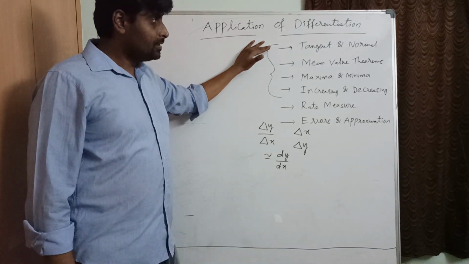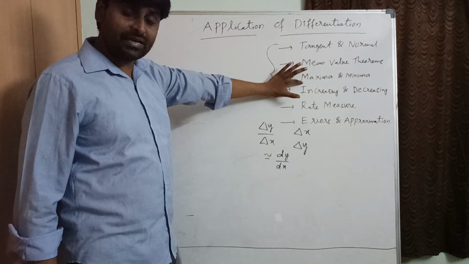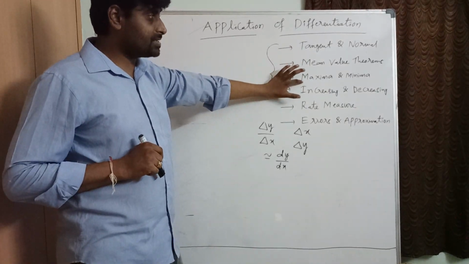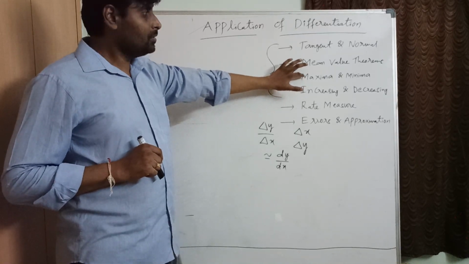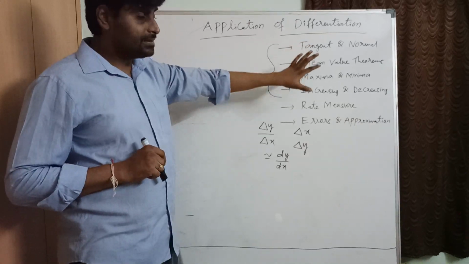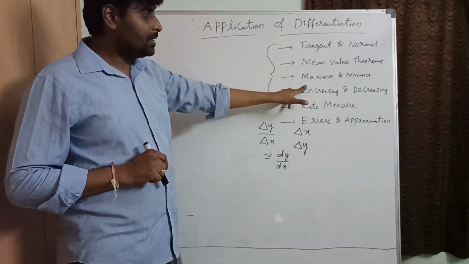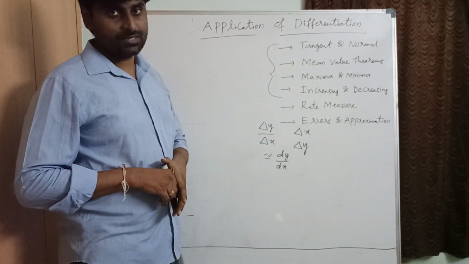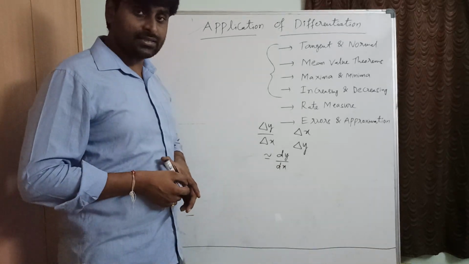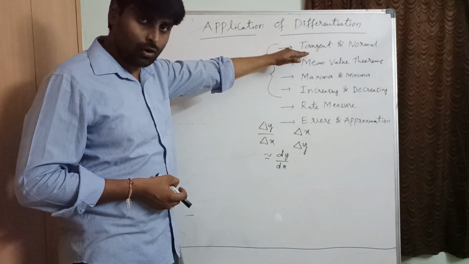Wherein the first three topics are very important, as we can expect one problem each from these three topics every time. So first priority, first importance we are going to give to tangent and normal. Second, mean value theorems. Third, maxima and minima. So for that reason we are going to start today's lecture with this topic, which is tangent and normal.